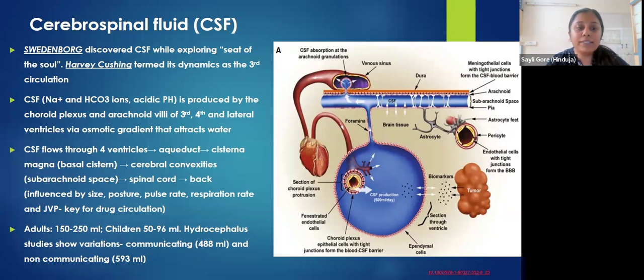Studies have shown that the adult CSF volume is around 150 to 250 ml, but there are studies showing more CSF, such as 326 ml. Children have less CSF volume, therefore the doses are very low in them. If there is hydrocephalus, and it is communicating, then the CSF production is enhanced, and it becomes 488 ml. And if it is non-communicating, it is 593 ml. Basically, the function of the CSF is to cushion our CNS and to deliver nutrients for proper functioning.